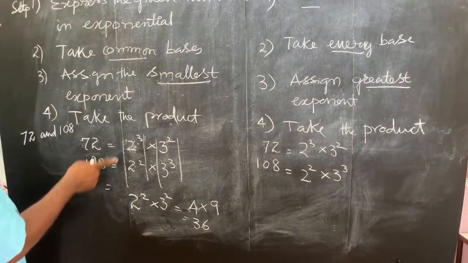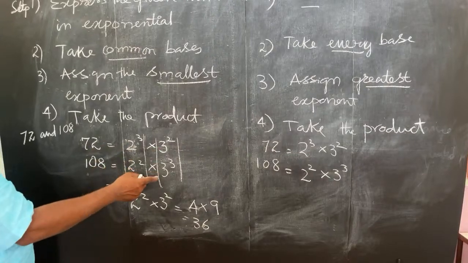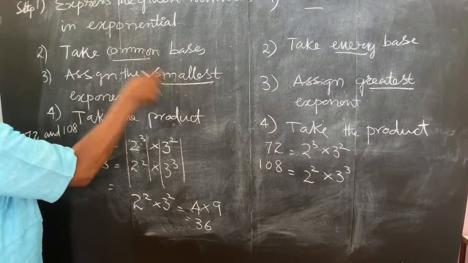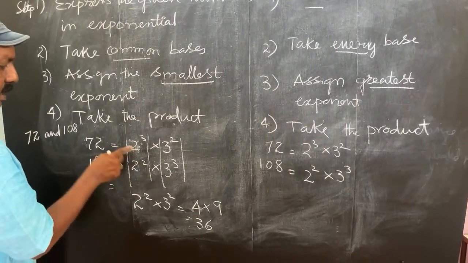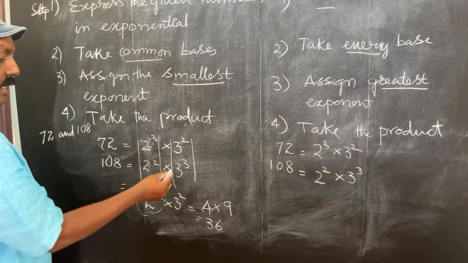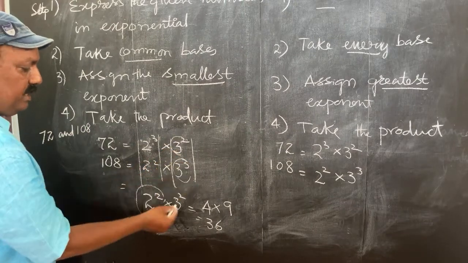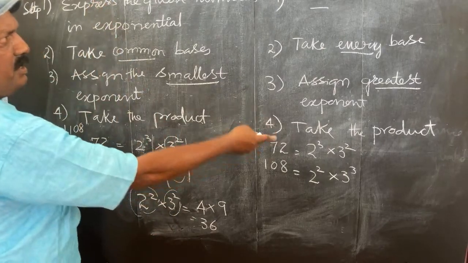So finally, the HCF of 72 and 108 is 36. Here 2 cube and 2 square are both common, but we only have to take the smallest one. Between 2 cube and 2 square, which is the smallest? 2 square. Between 3 square and 3 cube, which is the smallest? 3 square. So the smallest ones you have to take for HCF, and the greatest ones you have to take for LCM.